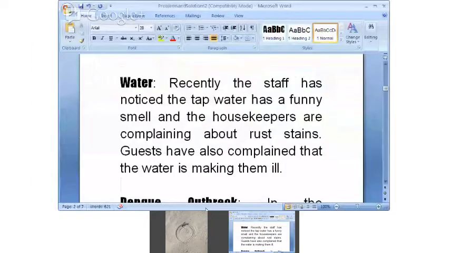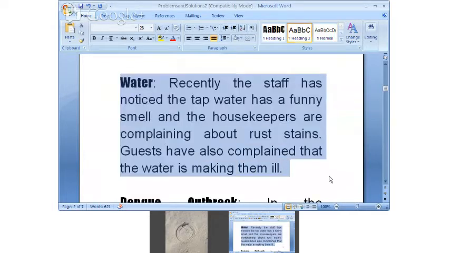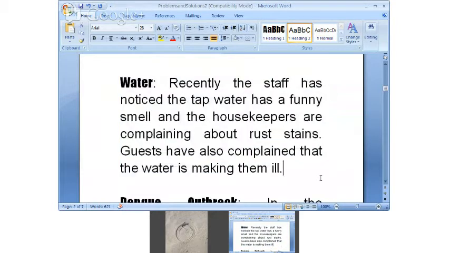I'm going to do a screen share with you. Okay. Marta, can you see the screen? Yes. All right. Could you read this for me? Recently, the staff has noticed the tap water has a funny smell, and the housekeepers have been complaining about rust stains. Guests have also complained that the water is making them ill. Uh-oh. This is not good. Okay.